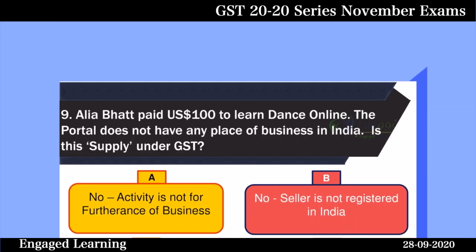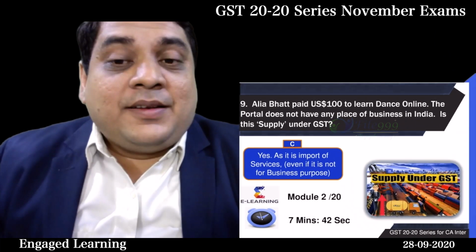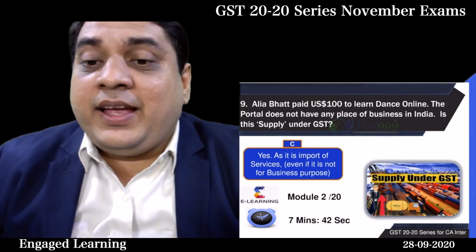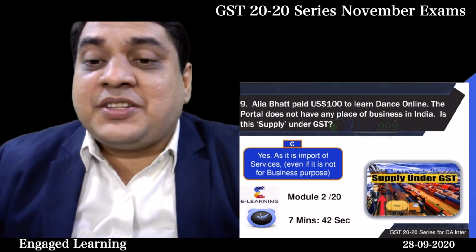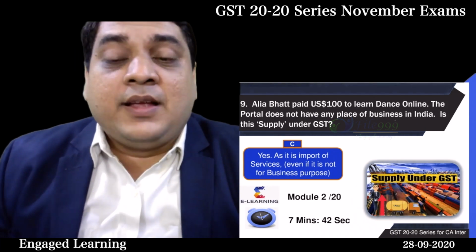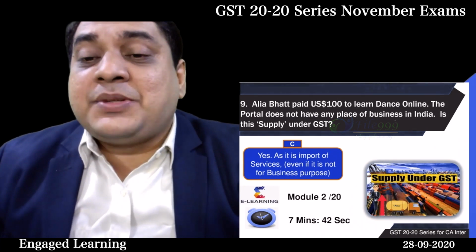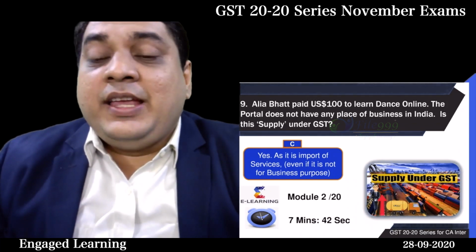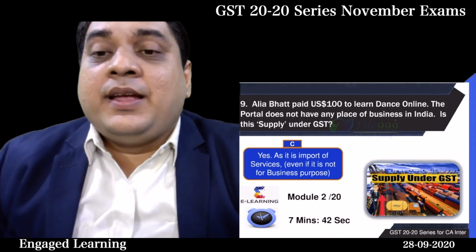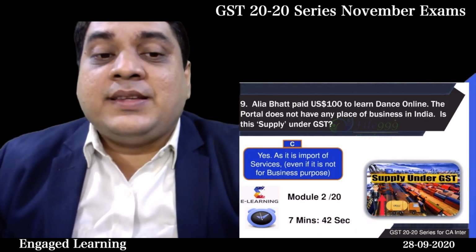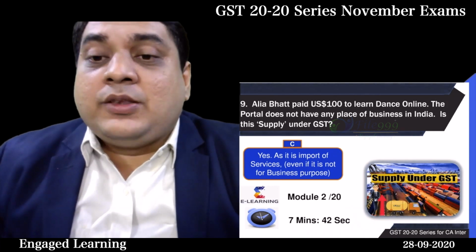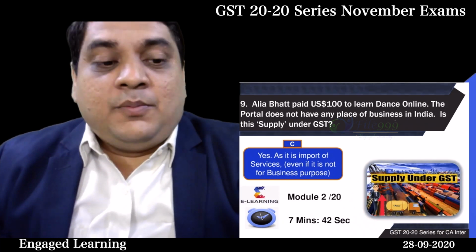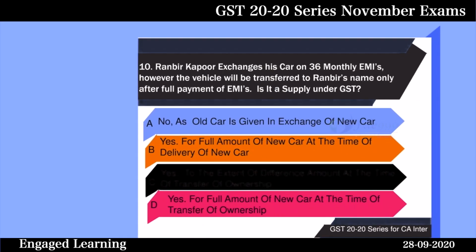ये एक थोड़ा ट्रिकी सवाल है। अगर आपने सप्लाई के डेफिनेशन को ध्यान से पढ़ा है तो सप्लाई के लिए दो कंडीशंस अनिवार्य हैं। नंबर वन, there should be a consideration, और नंबर टू, it should be for furtherance of business. However, वहां पे एक एक्सेप्शन दी गई है और वो एक्सेप्शन है इंपोर्ट ऑफ सर्विसेज। Even if it is without business purpose, it will be considered as supply. So in this case, Alia Bhatt is learning online, though it is even for personal purpose, still it is a supply under GST. Moving ahead, next question on your computer screen.